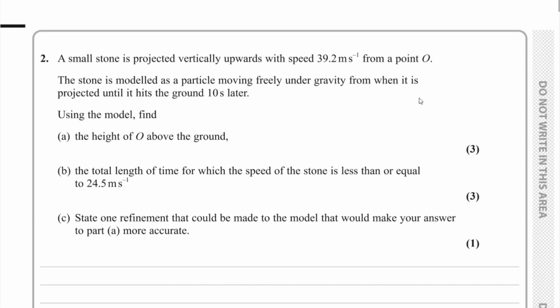Question number 2. A small stone is projected vertically upwards with a speed of 39.2 meters per second from a point O. The stone is modelled as a particle moving freely under gravity from when it is projected until it hits the ground 10 seconds later. Using the model, for part A we have to find the height of O above the ground.